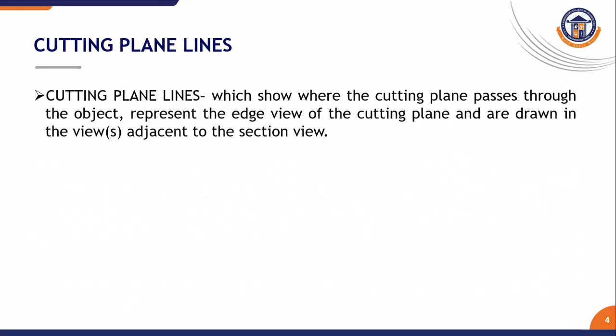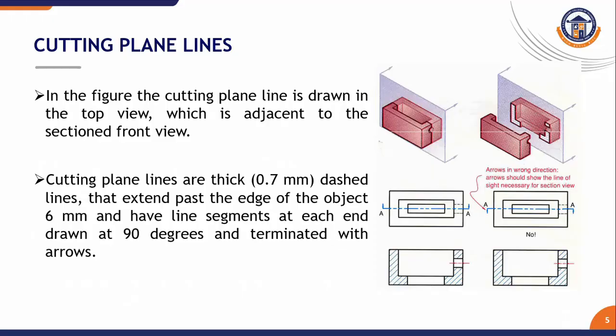Cutting plane lines. Cutting plane lines show where the cutting plane passes through the object. It represents the edge view of the cutting plane and is drawn in the views adjacent to the sectional view. The image shown is called cutting plane lines. In this figure, the cutting plane line is drawn in the top view, which is adjacent to the sectional front view.